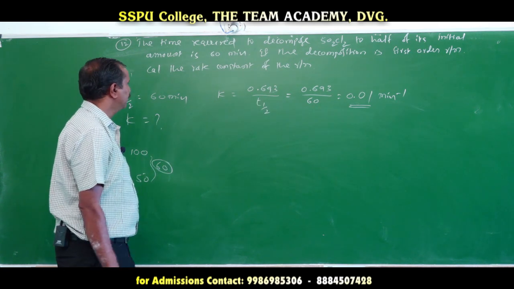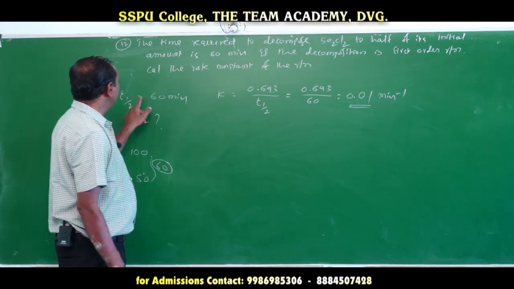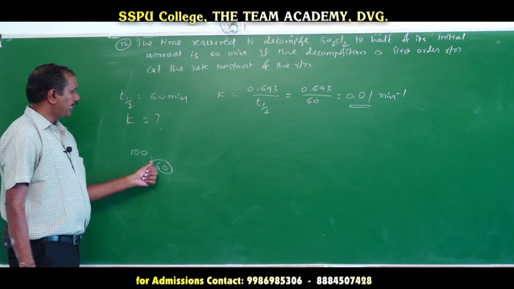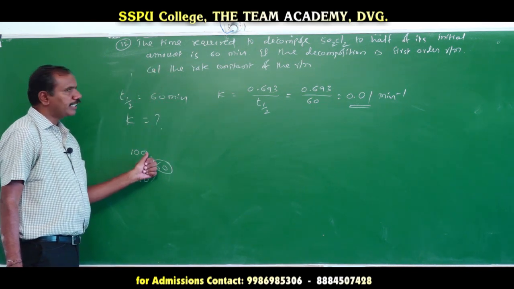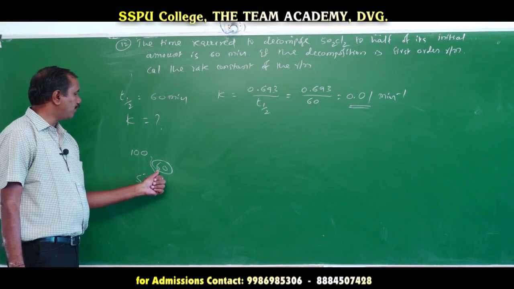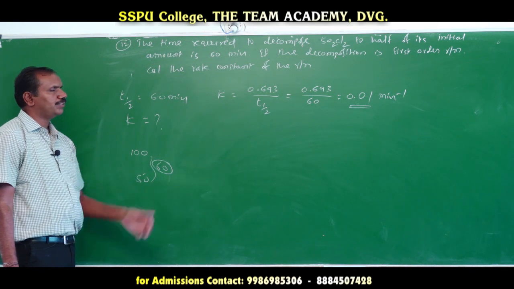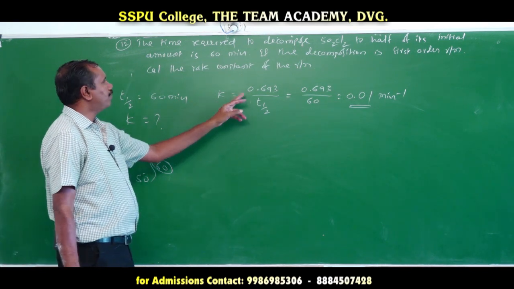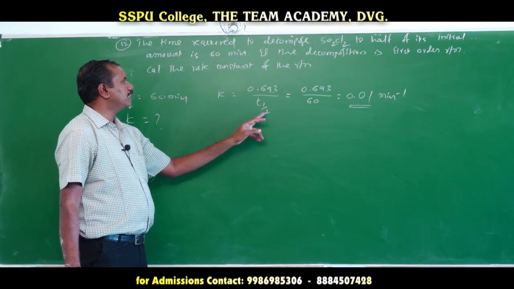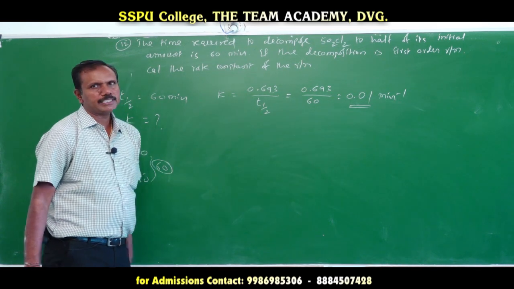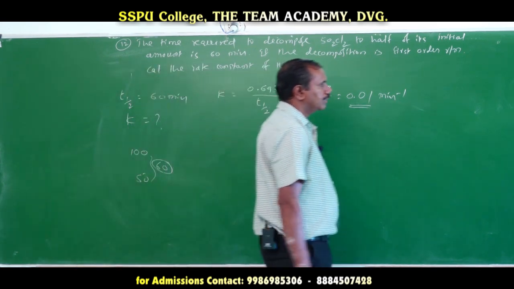Okay, t half is given. T half means to reduce the initial concentration of reactant to half of its value, the time required is 60. How to find out the k for first order? To calculate the k for first order, the equation is 0.693 by t half. Yes, we can get it. Next.